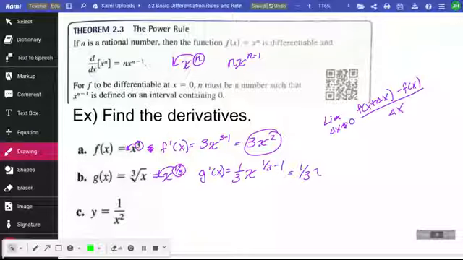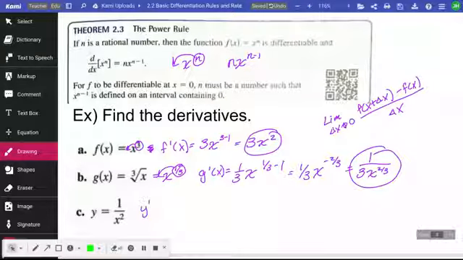So I have 1/3 x to the negative 2/3. Do not leave negative exponents where they are. You're going to have to manipulate it. So 3 is in the denominator with the x to the 2/3. All right, and last one, you can call it y prime or dy over dx.